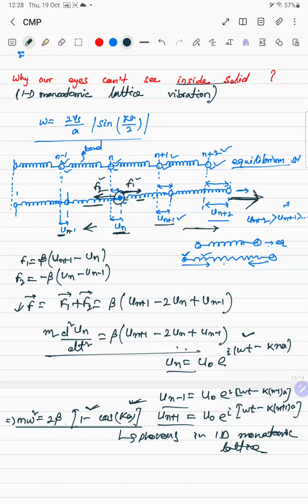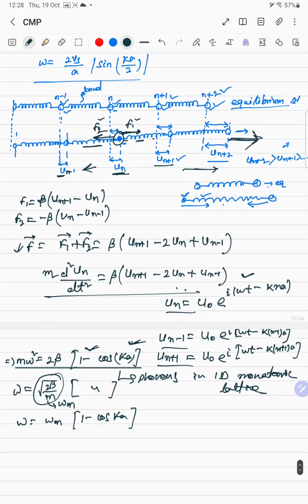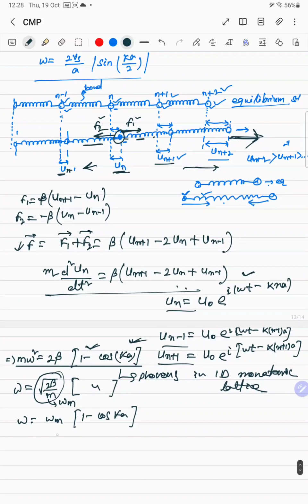And if we manipulate this equation a little bit, omega will be root over twice beta by m, which is known as omega m. So omega m and the rest of the term will be there. So omega will finally be omega m into root of 1 minus cos ka. And with more manipulation, finally our equation will take this form: omega will be omega m, and 1 minus cos theta is 2 sin square theta by 2, so ka by 2.